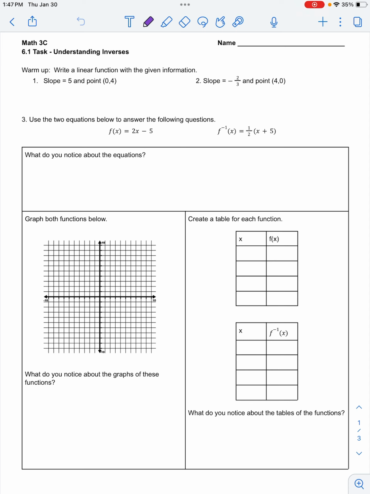Okay, so to start this off, I want you to do the warm-up without looking at the screen. So pause this now and then do the 2 warm-up questions and come back.